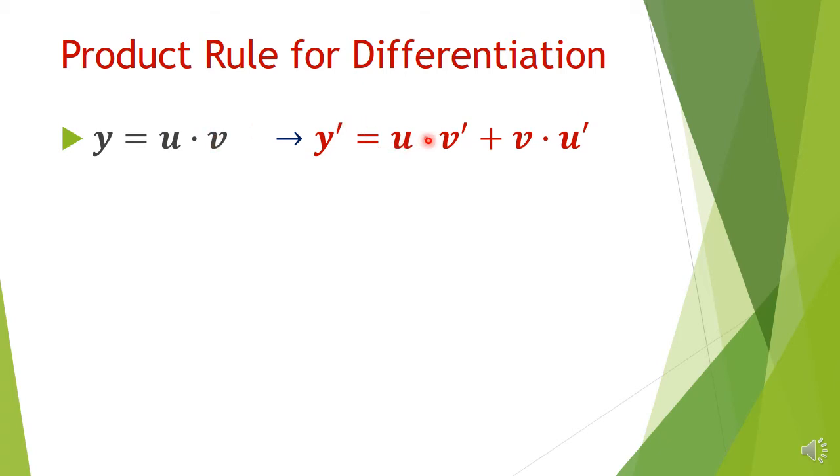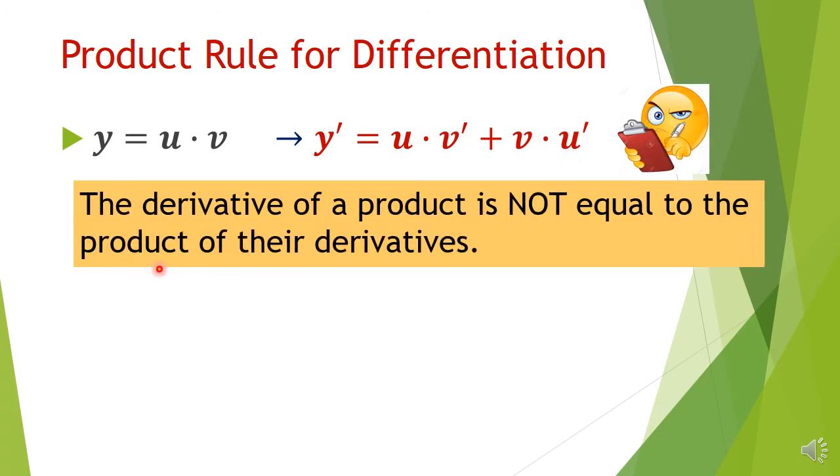So, you have u times v prime, and then your other term is the other factor, paired with the derivative of its fellow factor. Okay? So, that would be v times u prime. And then their sum is the derivative of the original product that's given. Okay? So, for the given, this is f of x times g prime of x plus g of x times f prime of x. Okay? We take note of this formula. And once again, the derivative of a product is not equal to the product of their derivatives.